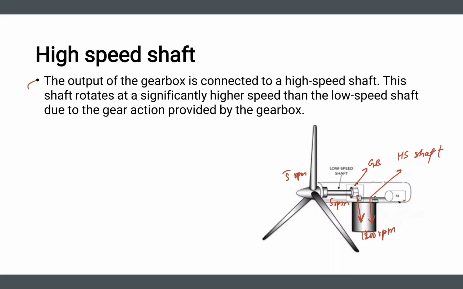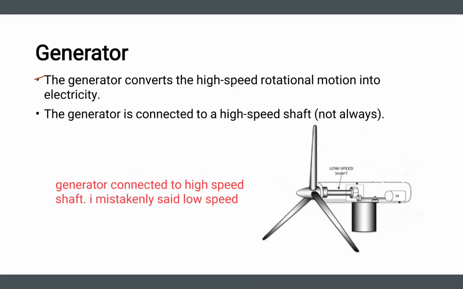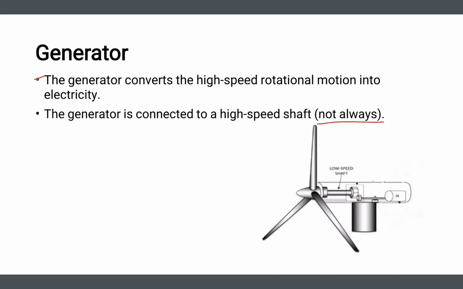So this generator is rotating at the same speed as the high speed shaft. And then at the end, this generator will basically generate the electricity. What this generator does is that it converts the high speed rotational motion into electricity. Also, this generator is connected to a high speed shaft, as we saw in the previous slide. Important, not always. There are some types of wind turbine where this generator could be directly connected to the low speed shaft, but that you can see in another video, and the link for that video is given in the description.